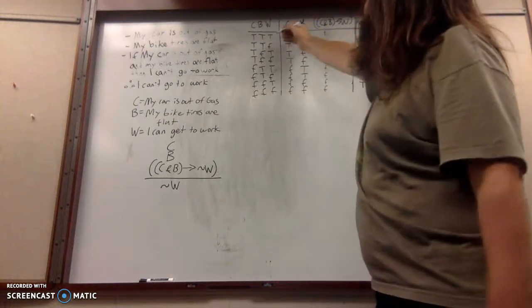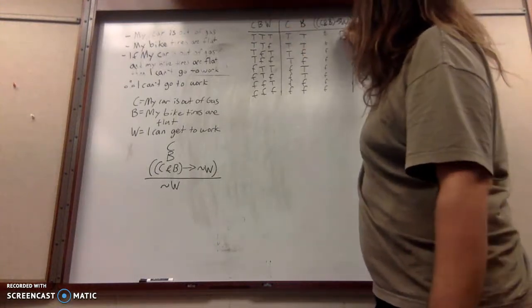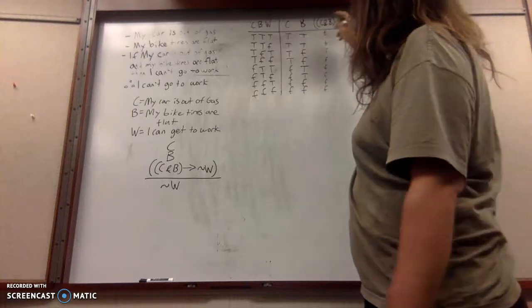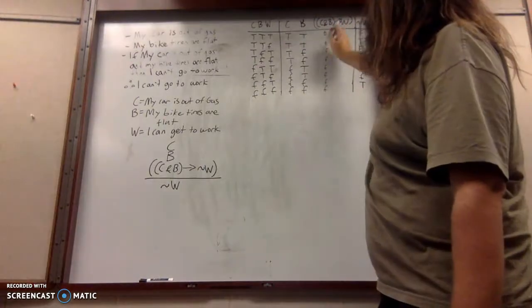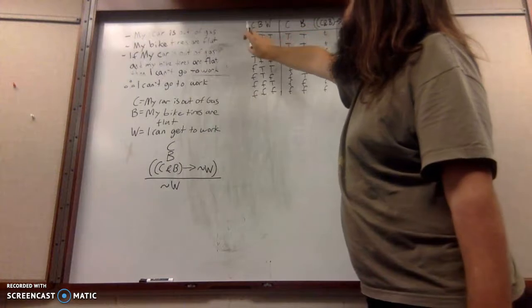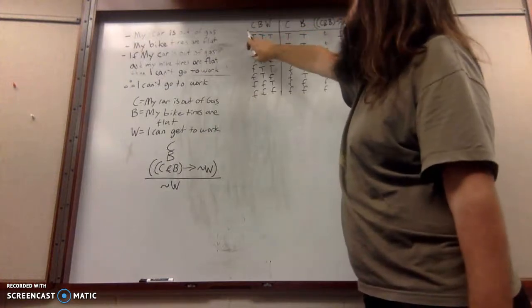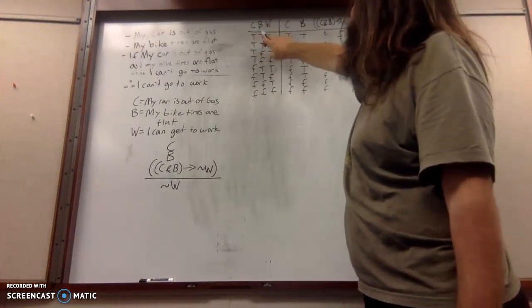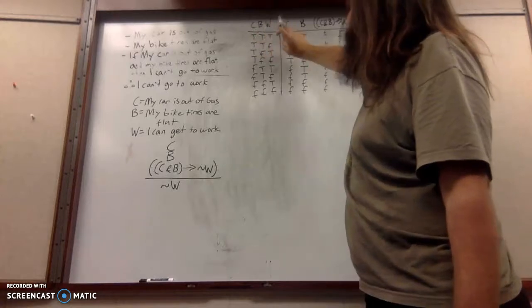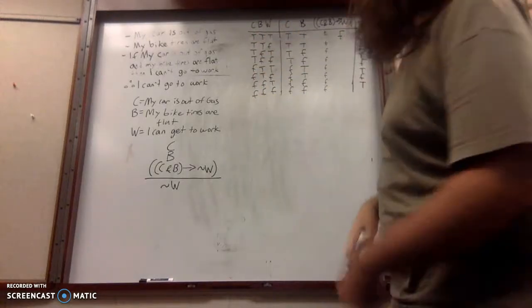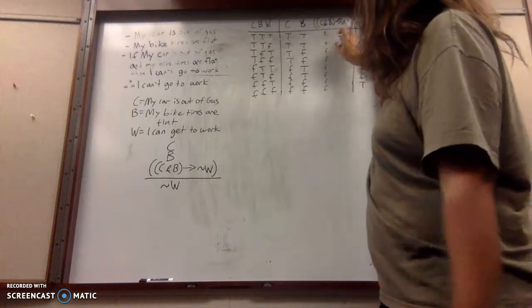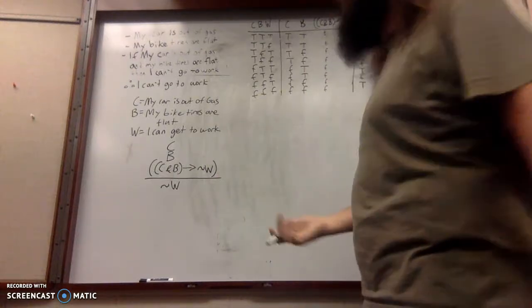So here in the first row, it's false. Why? Because W is true. So in this case, it is true that my car is out of gas. It is true that my bike tire is flat. But it is true that I can go to work. Well, the whole argument is saying I can't get to work. So then the argument would be false. Who knows, maybe take the train or something.